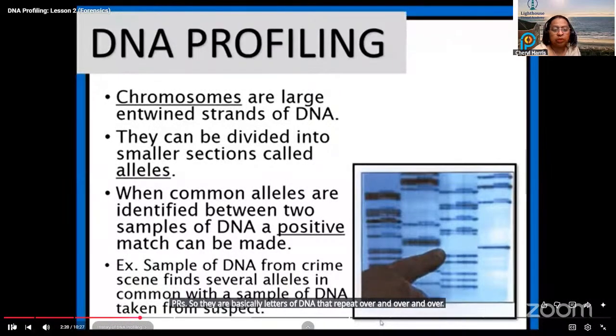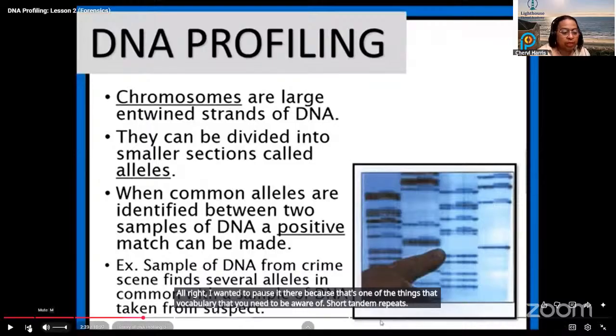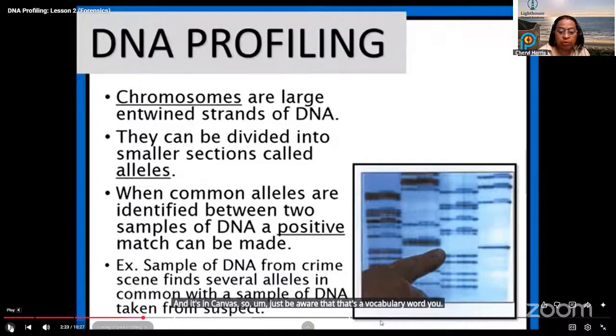All right, I wanted to pause it there because that's one of the vocabulary words that you need to be aware of: short tandem repeats. It's in Canvas, so just be aware that that's a vocabulary word that you will be tested on. And these STRs differ from person to person.